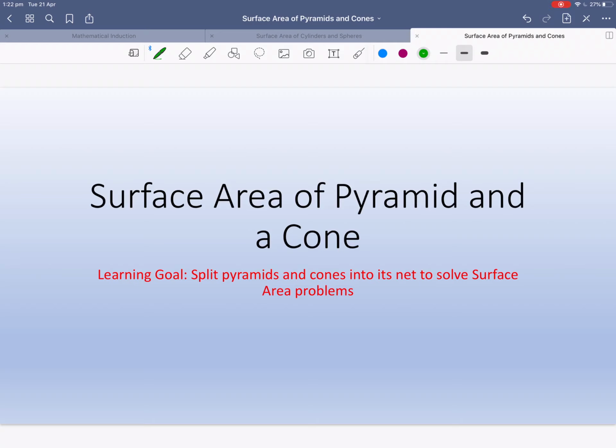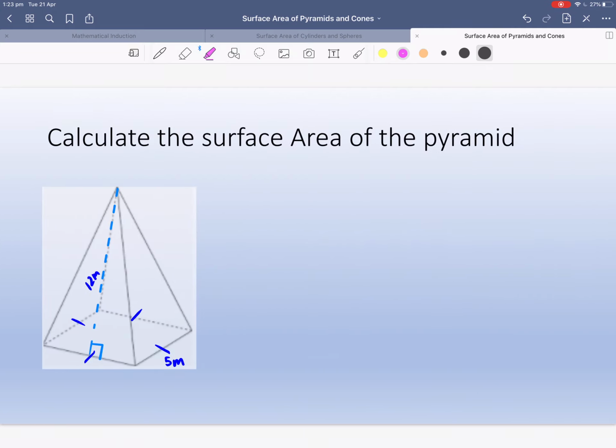And we're going to look at surface area of a pyramid and a cone. Okay, so essentially we need to break it up into its nets and solve surface area problems. With the cone we're going to do something slightly different, but we'll get to it when we see it. Alright, so here we've got the surface area.